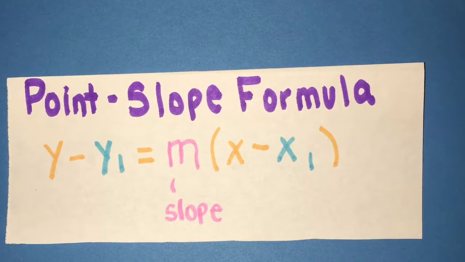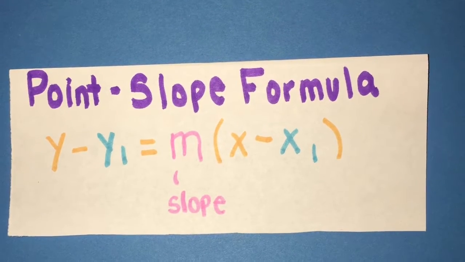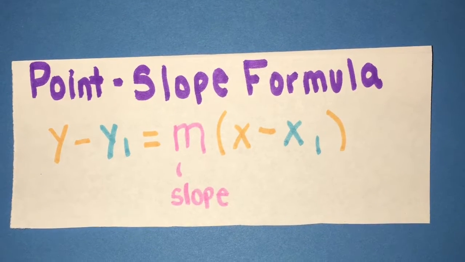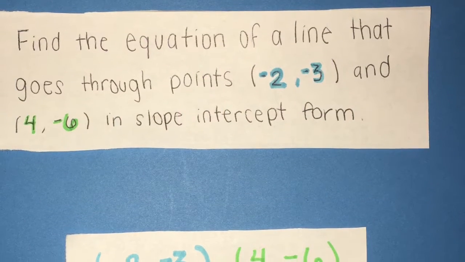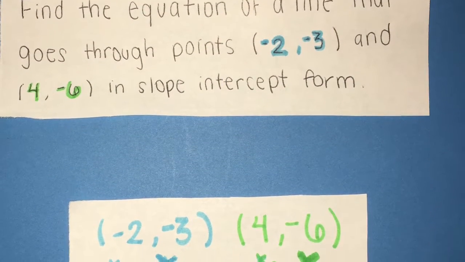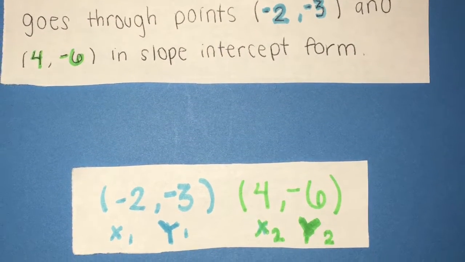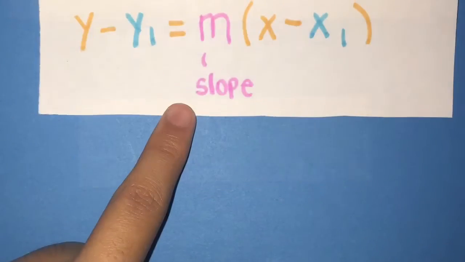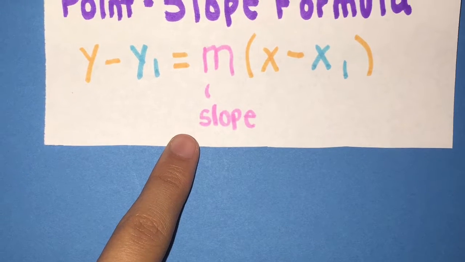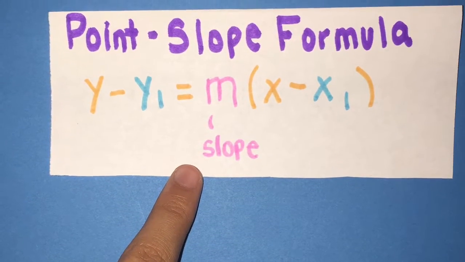Given 2 points and asked to find the slope of the line that goes through these 2 points, the point-slope formula is used. Here's an example of how to get the correct slope-intercept formula for these 2 points. First, solve for m, which is the slope of these 2 points.